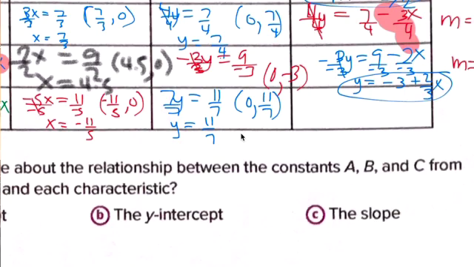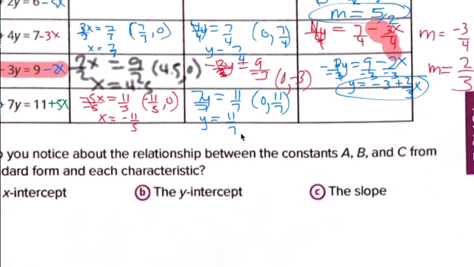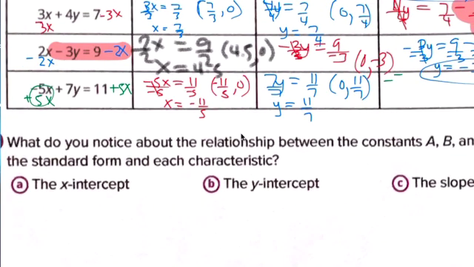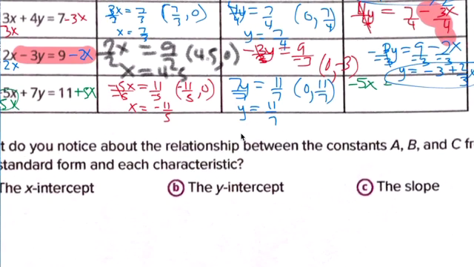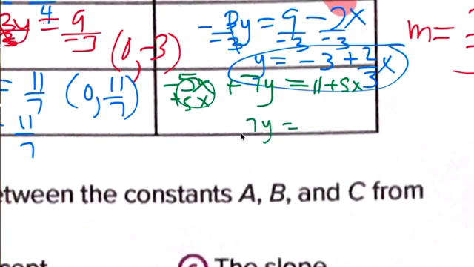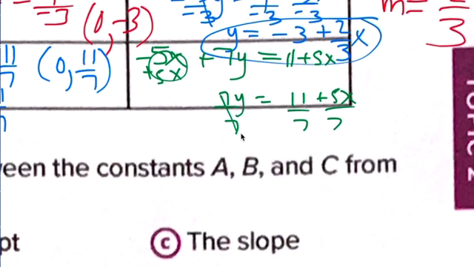And then negative 5x plus 7y equals 11. Solving for slope, plus 5x. 7y equals 11 plus 5x. Divide by 7. Now your test won't be repetition like this. It's going to be like what I give you in class. 11 over 7 plus 5 over 7x. So my slope is 5 over 7.